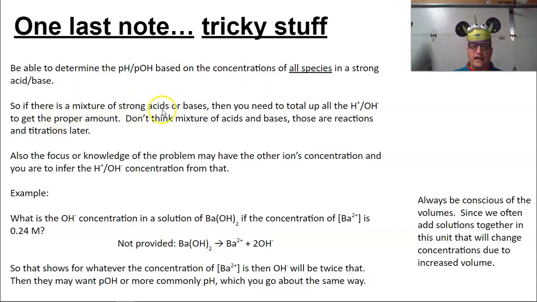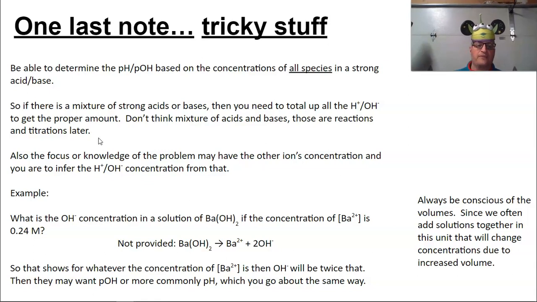If there's a mixture of strong acids or strong bases, so let's say you have potassium hydroxide, KOH, and lithium hydroxide, those come with their own concentrations, correct? Let's say both 0.1. However, the concentration of hydroxide, both being group 1, would be equal to each of theirs, 0.1. However, you're putting them together, so it would be 0.2. So those types of things, needing to total up all the hydronium, or I should say proton, H+, and OH-, to get the proper amount. We're not talking acids and bases mixed together. Those are reaction titrations much later.